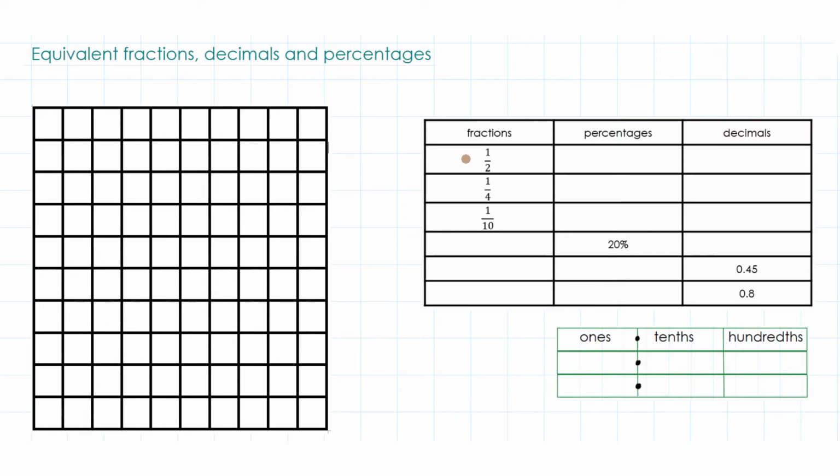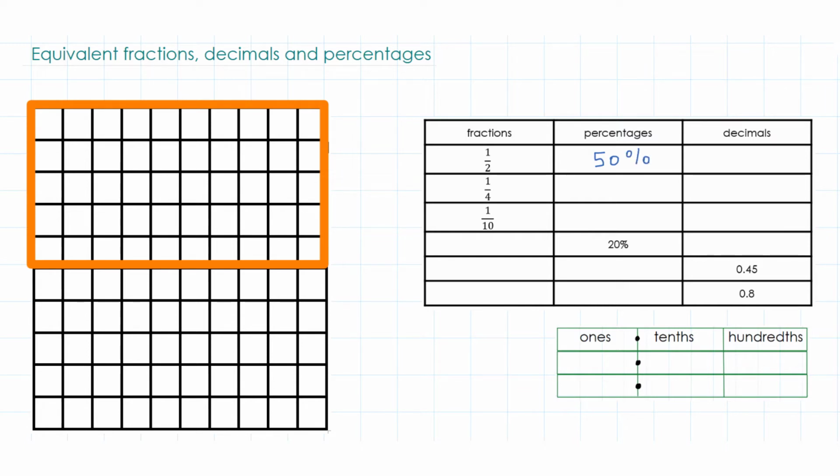Now we're going to complete this table, so writing equivalent fractions, percentages, and decimals, starting with a half. Now you may well know what a half is as a percentage and as a decimal. Let's see if we can make sense of it here. So if I cover half of the whole grid, how many squares is that? I've covered 50 squares out of 100. 50 out of 100, 50%. So a half as a percentage is 50% and 50% as a fraction is a half.